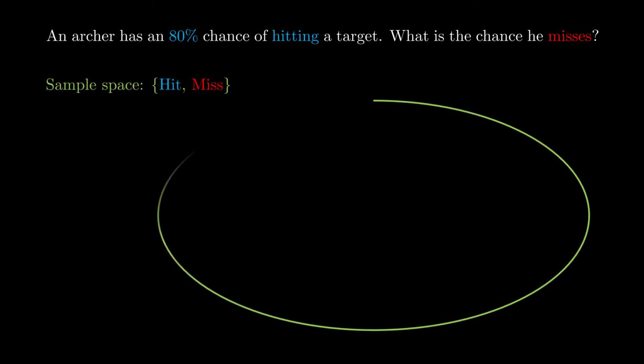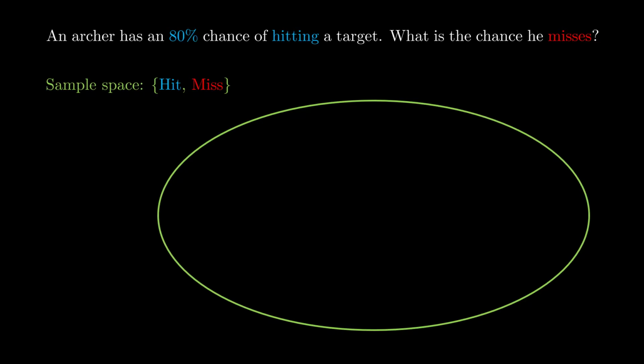So for example, suppose we have an archer who has an 80% chance of hitting a target. What's the chance he misses? Well, the first thing you notice is that there's only those two possibilities. He either hits or he misses, right? And what we called that last time was the sample space. So if you picture this green bubble being the set of all possibilities, well, he's bound to either hit or miss. And so we are certain that he's going to land somewhere in this bubble, right?